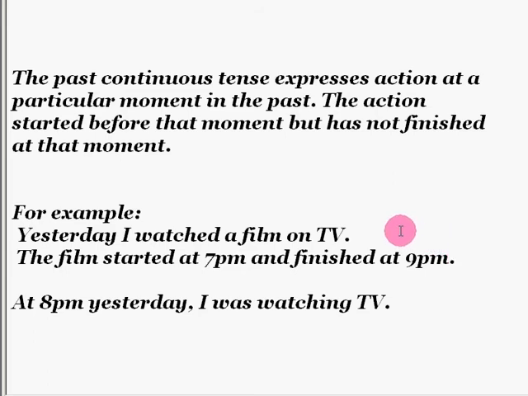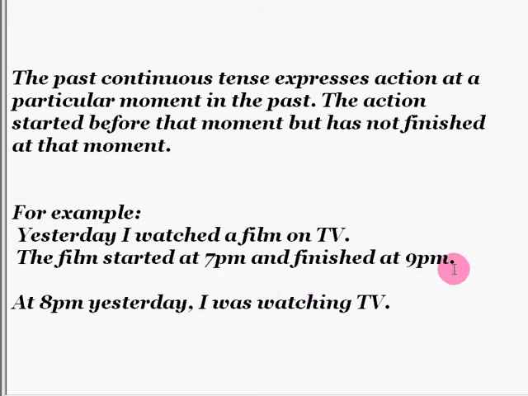So students, you can see that we have a situation here. These sentences are already in the past tense because of the verbs in the past tense: watched, started, and finished. But we have another sentence here. Let's read. At 8 p.m. yesterday, I was watching TV. So, as you can see, 8 p.m. is between 7 p.m. and 9 p.m. So, we use the past continuous tense to say what you did or what you were doing at that time or between those times.